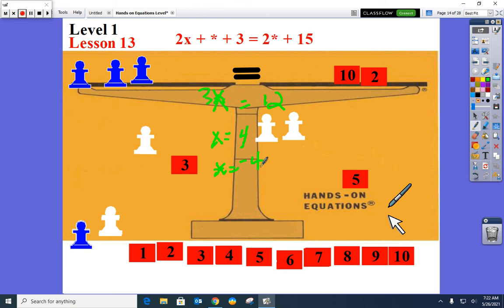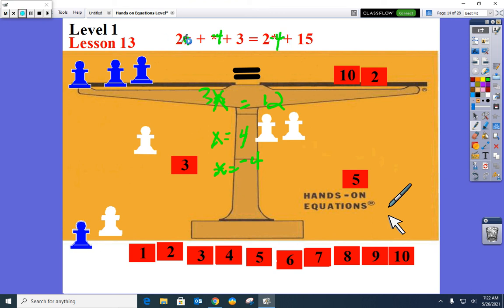You could also have solved this by adding white pawns to both sides. We could have also solved this by subtracting that 0 first. It's just a couple more steps. There's a lot of different steps involved, but it's nothing new. So we want to go ahead and do our check. That means wherever I see an x, I'm going to put the number 4. And wherever I see a star, I'm going to put the number -4. And then let's do some math.